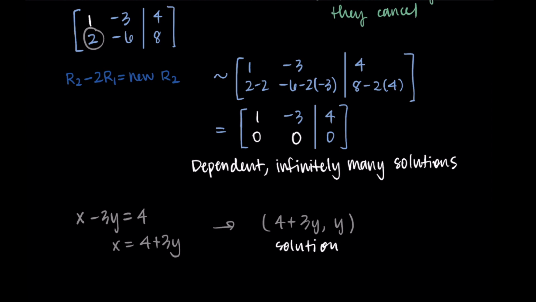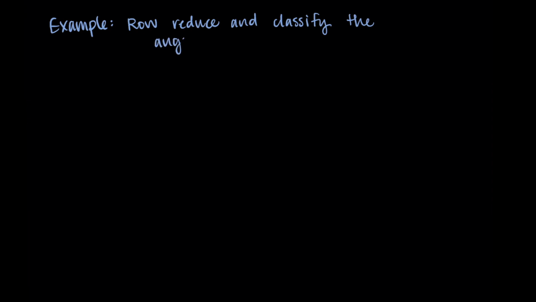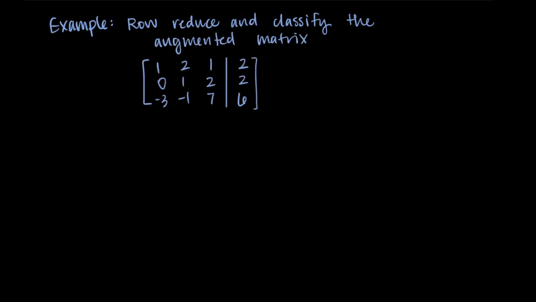Okay, let's go to the next example. For this example, we're going to row reduce and classify the augmented matrix that looks like the following. So we have 1, 2, 1, 2, 0, 1, 2, 2, -3, -1, 7, 6. So when we do the row reduction, we're just looking first for what we already have done.